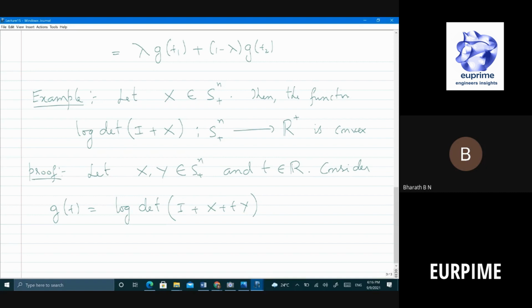Any idea how you prove this? So how do you prove that this, as a function of t, is convex? What kind of manipulation will you do? What are the things that you can do? Okay, so let's try these things. I'll take I plus x outside, right?